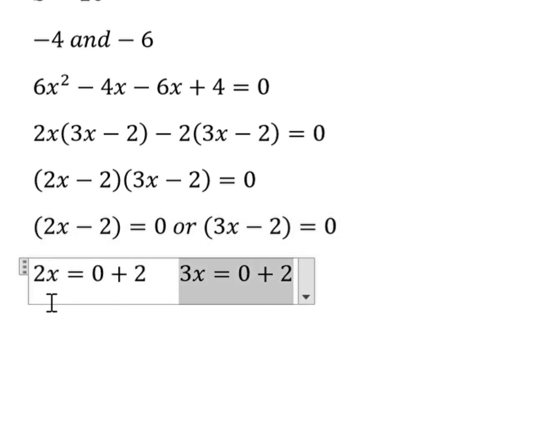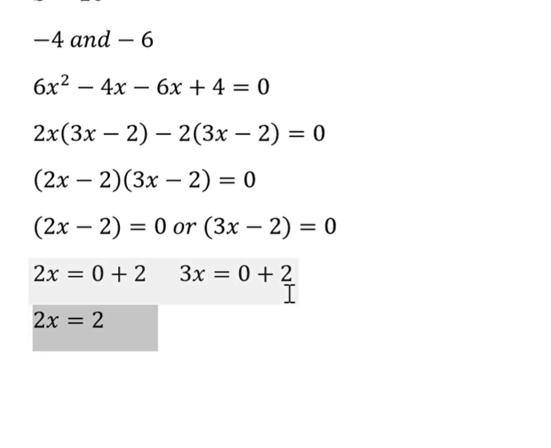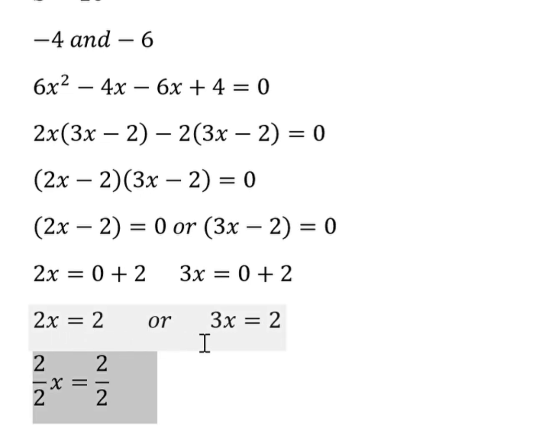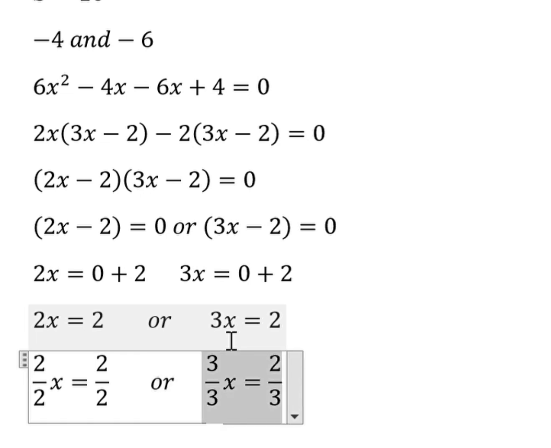Now, this simplifies to 2x being equal to 2, and then this one, 3x is equal to 2. We want x, so we divide both sides of this equation by 2. And for this one, we divide both sides by 3. So that means this gives us x is equal to 1, and this one gives us x is equal to 2/3.